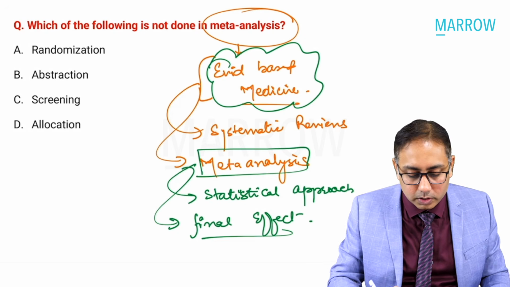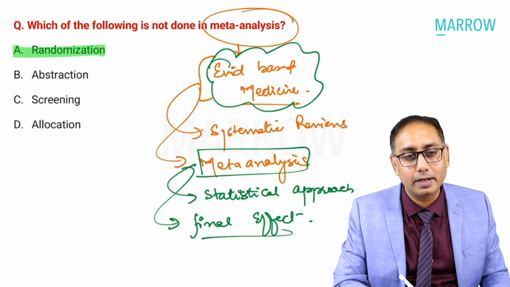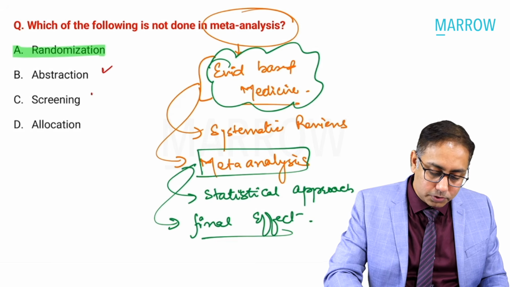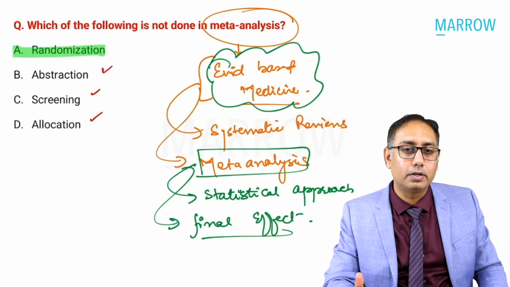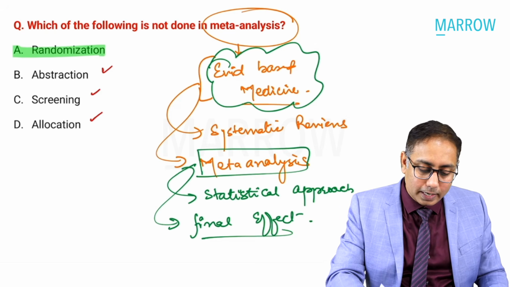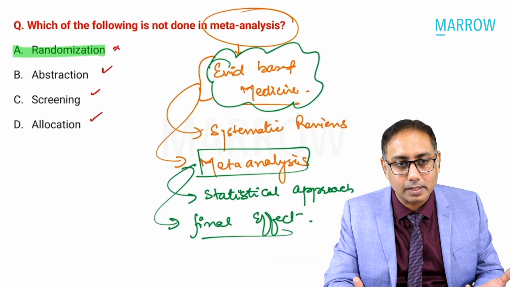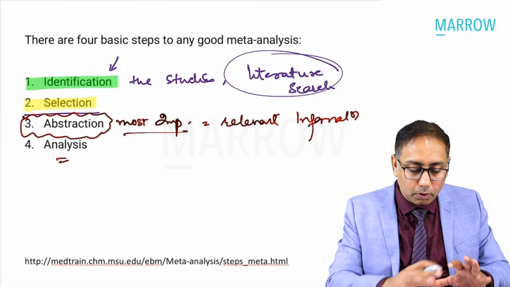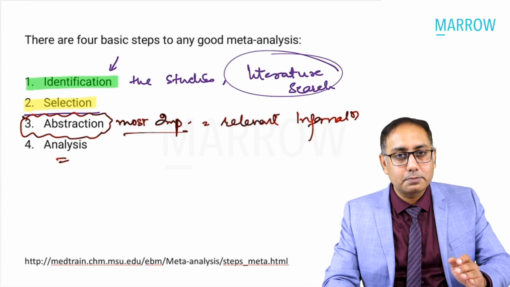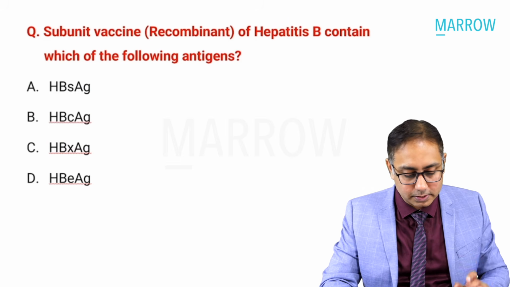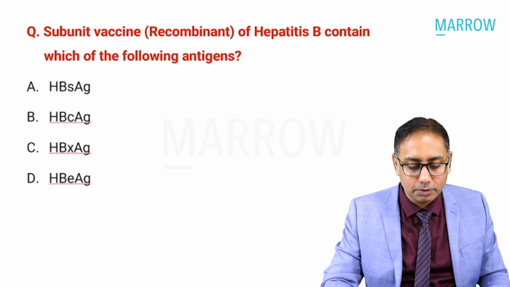And that's what the question was. Please note that randomization is the best answer over here. Which of the following is not done in meta-analysis? You do abstraction, you do screening of the literature search, you do allocation of that particular study designs, but randomization is never done in meta-analysis because that's not a part of it. The four broad steps of meta-analysis you should remember: identification, selection, abstraction, and analysis. So the best answer to that question was randomization. Let's go to the next MCQ.